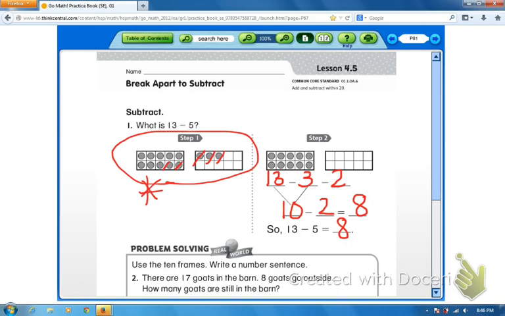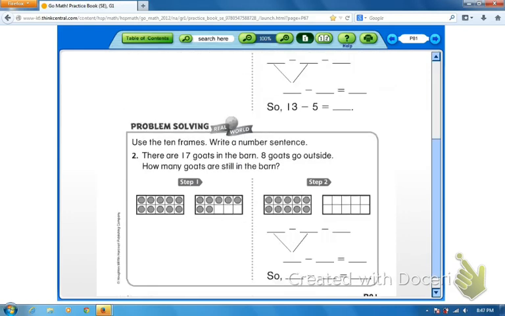We're going to do the same thing on number 2. I'll go over it again. It's a story problem. It says there are 17 goats in the barn, so we drew 17 on the 10 frame. 8 goats go outside. How many goats are still in the barn?